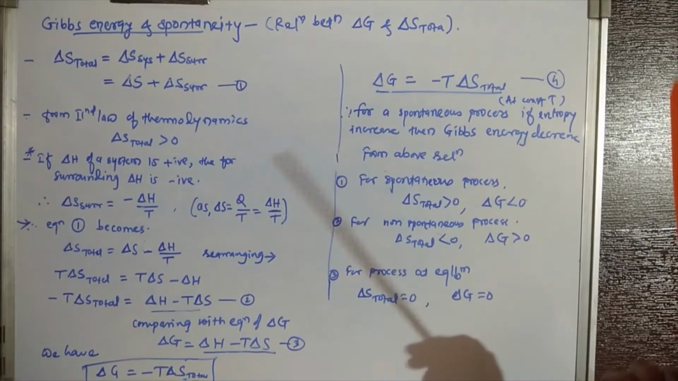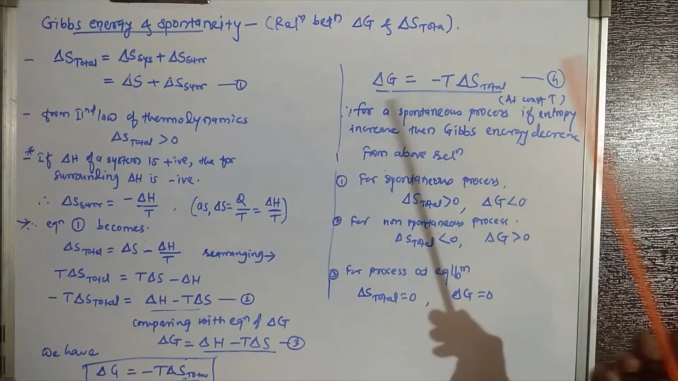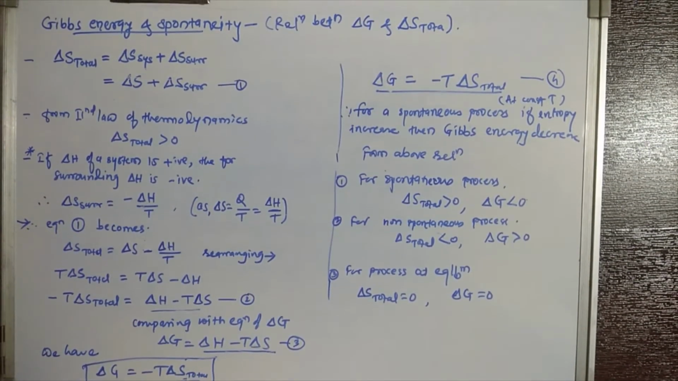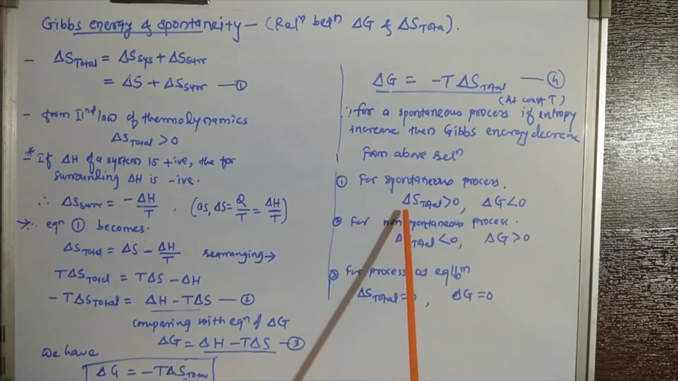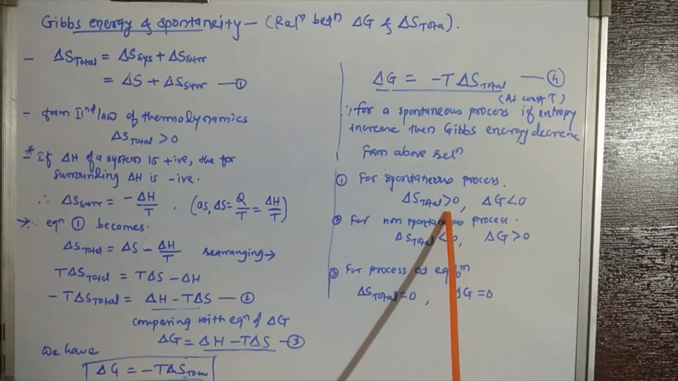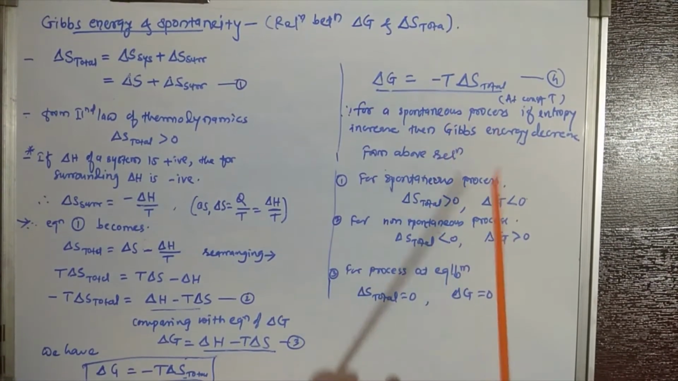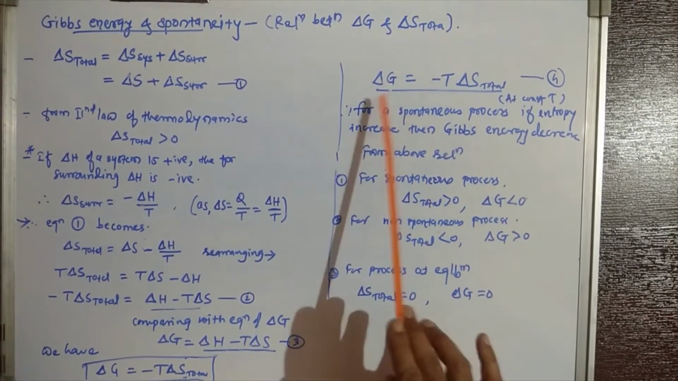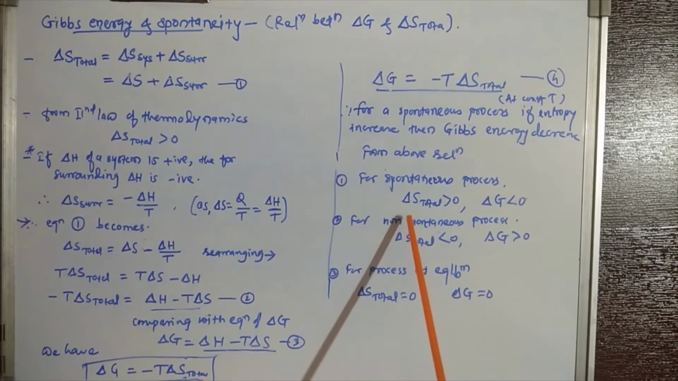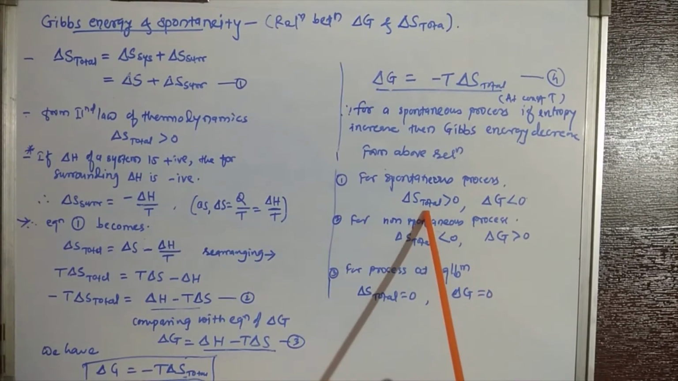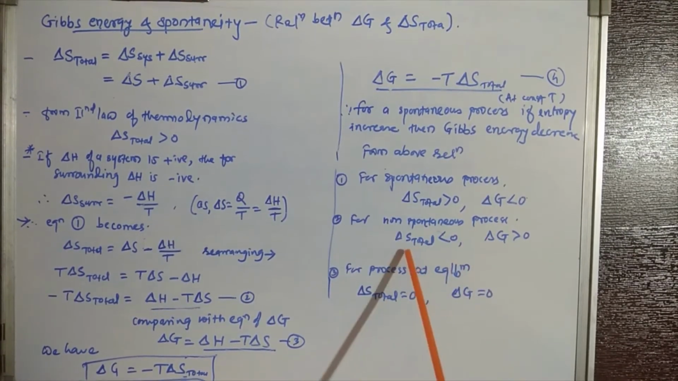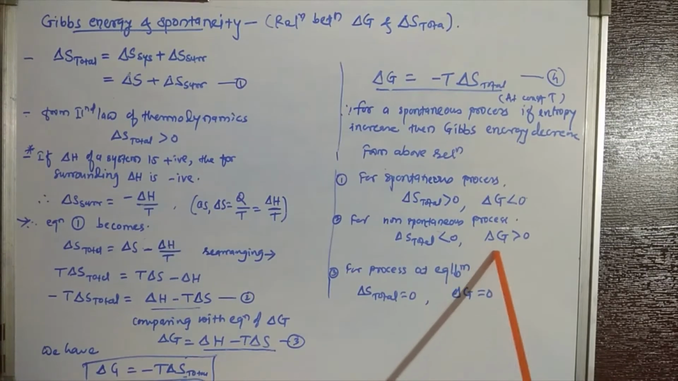Previously we have explained that when delta S total is greater than 0 the process is spontaneous, when delta S total is less than 0 the process is non-spontaneous, and when delta S total is equal to 0 the process is at equilibrium, right? So for a spontaneous process delta S total is greater than 0, as we have studied in the previous points. From this equation the delta G must be less than 0. If one is positive then the other will be negative. For a spontaneous process, if the entropy increases then the Gibbs energy decreases.